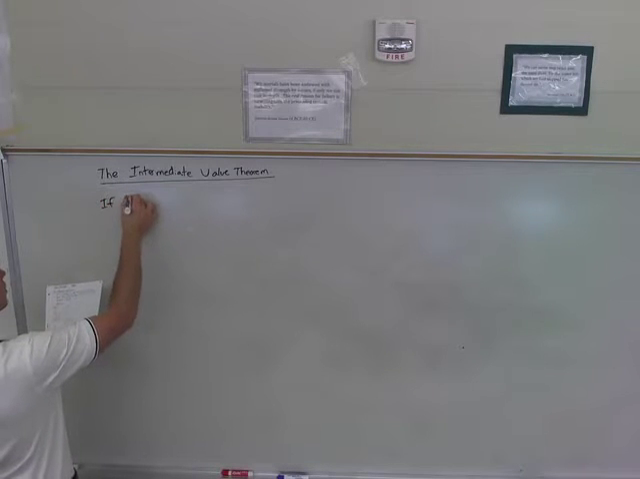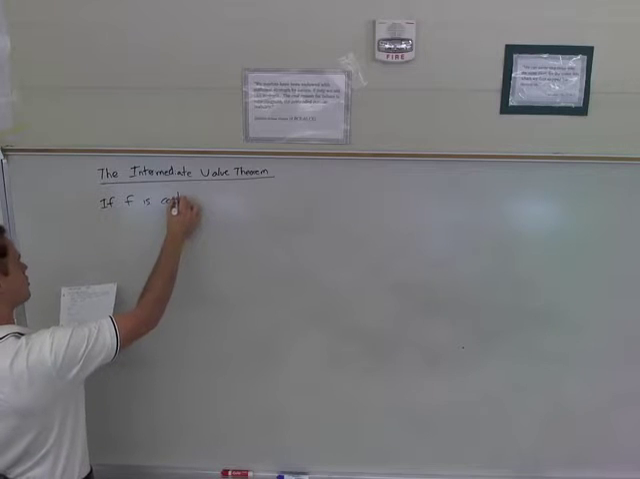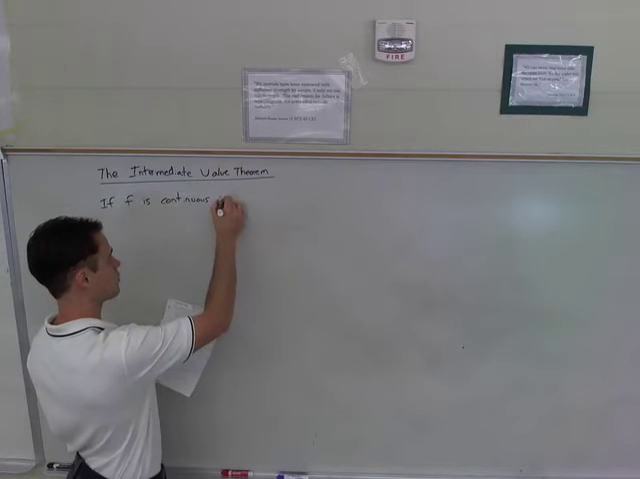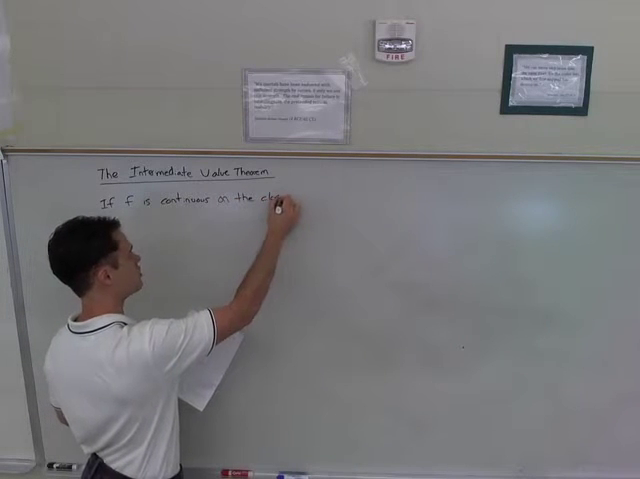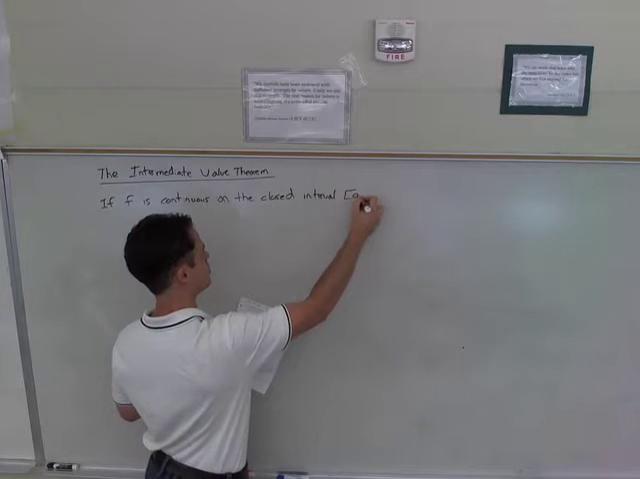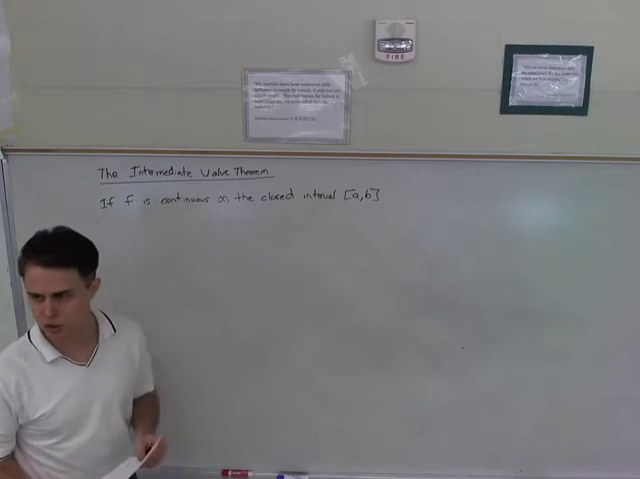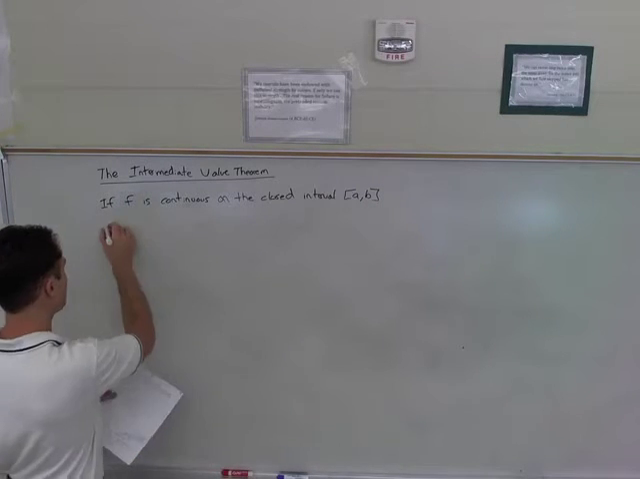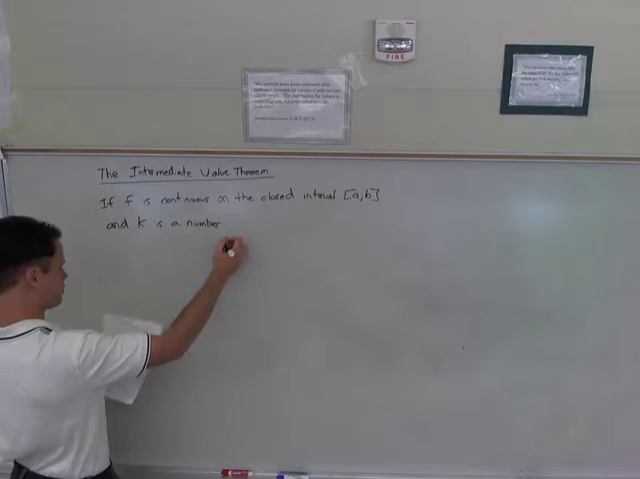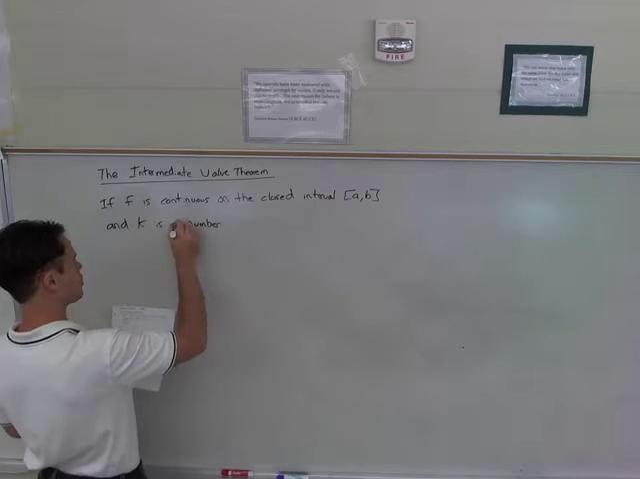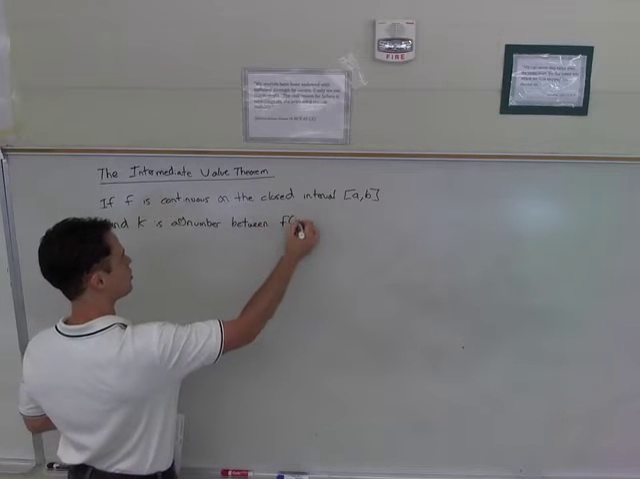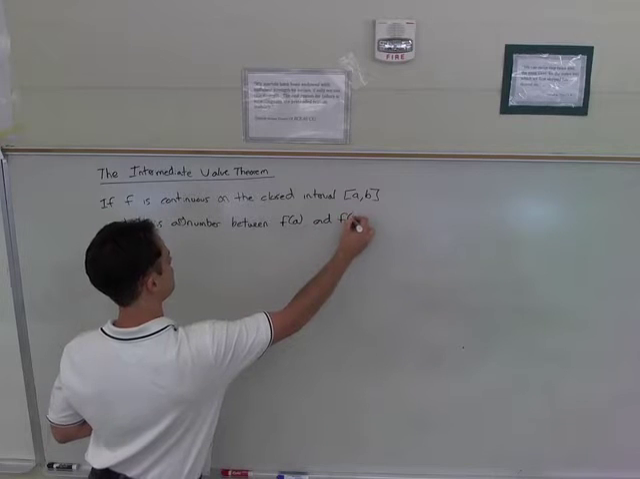Let's write down what it says and then draw the picture. So it says if f is continuous, there's a hypothesis, it's got to be continuous. Let's talk about where it's continuous. It's continuous on the closed interval. Let's just pick some closed interval, a to b, any closed interval. And k is a number, let's put any number, between f of a and f of b.